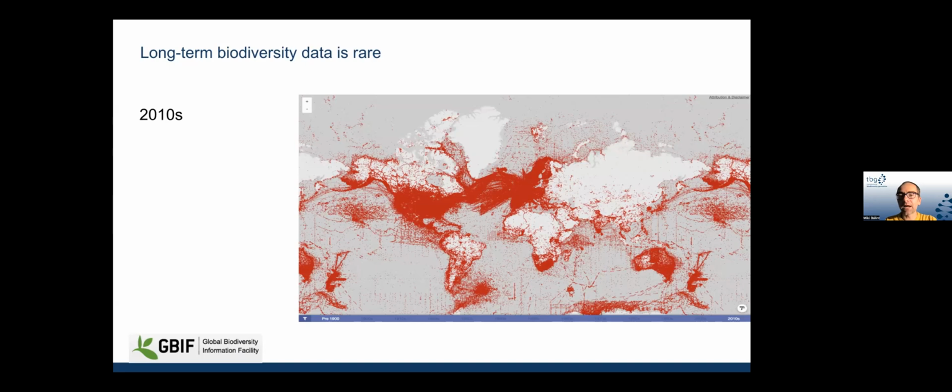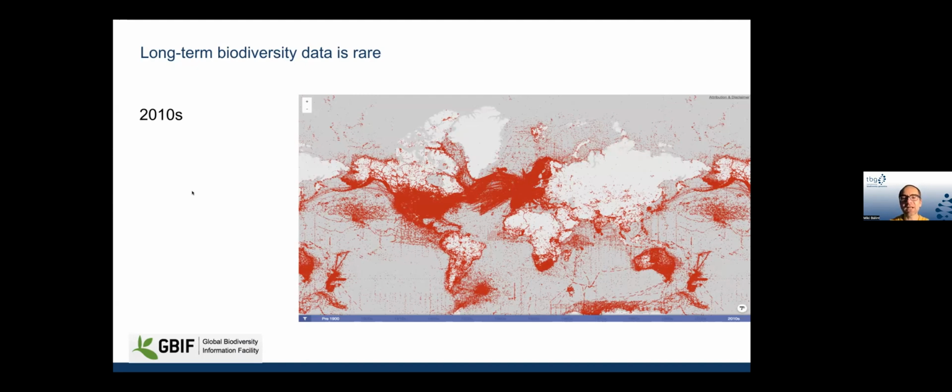And I quickly want to demonstrate this to you. This is a short movie which is compiled from species observation records from the Global Biodiversity Information Facility. All those red dots that you are seeing on this map are individual observations of species. So what you can see in the 2010s is that large parts of Earth are very, very strongly investigated for all kinds of species.